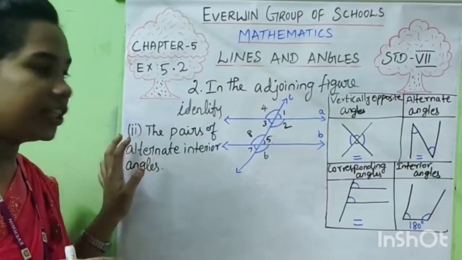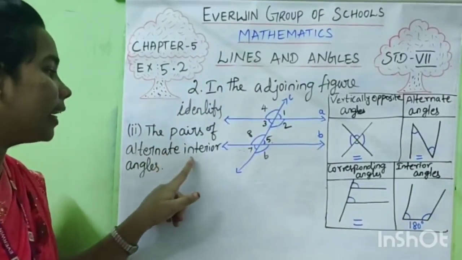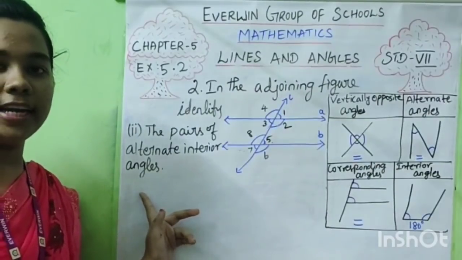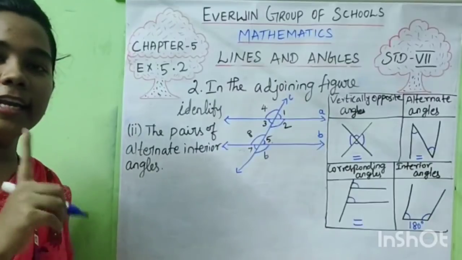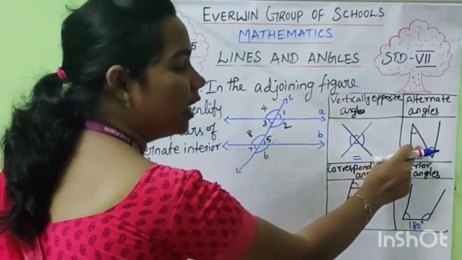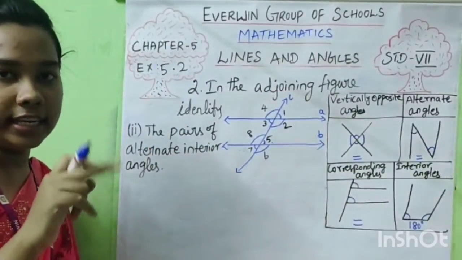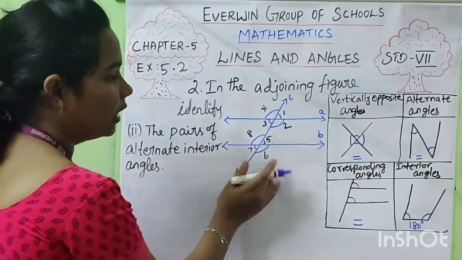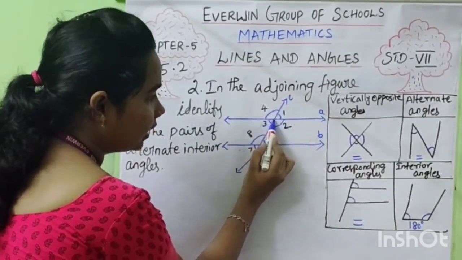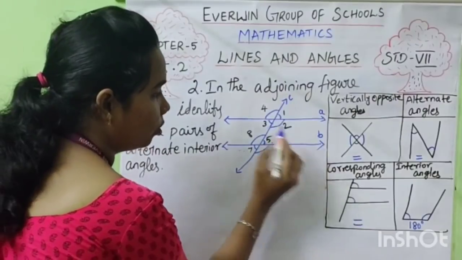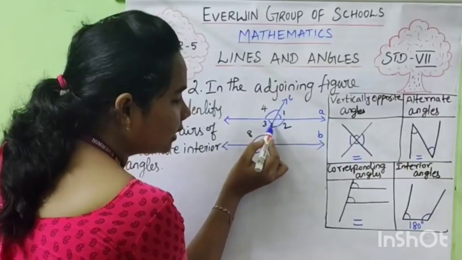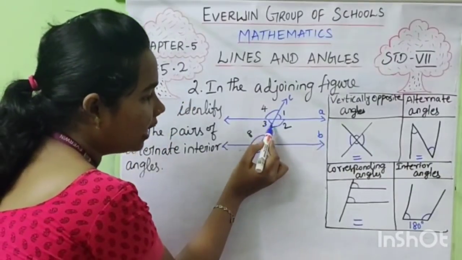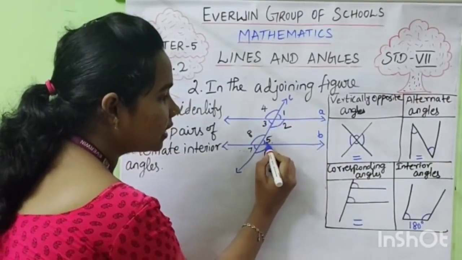Next, second subdivision, the pair of alternate interior angles. We should find the pair of alternate interior angles. Okay children, alternate interior angle means how it will be? It will look like N or Z. See this figure, in this figure, see this Z. Take this Z alone. See from here, this Z. So what is there inside of the Z? Angle 3. Outside of the Z is 5.